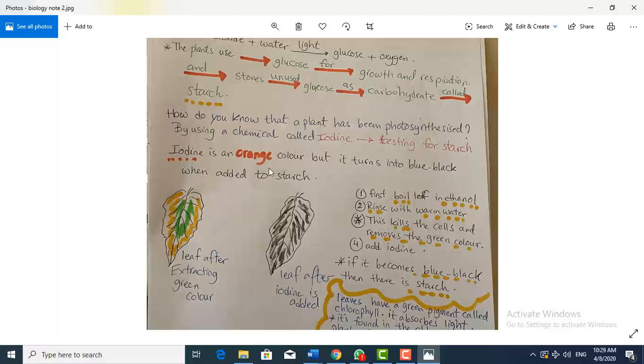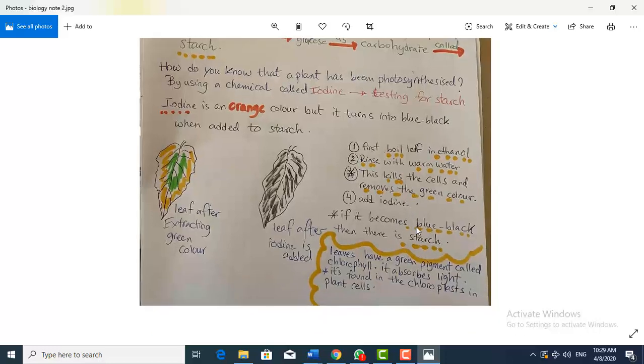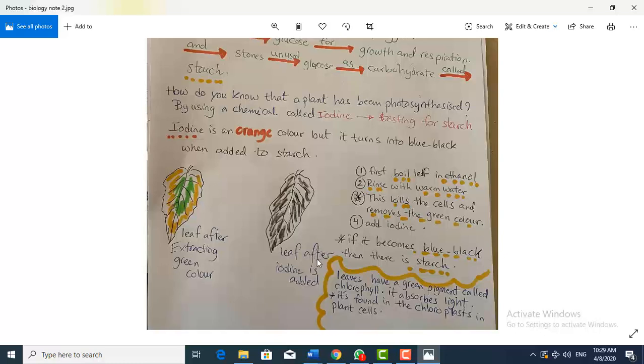But before I add it, there are some steps we have to go through as an experiment. The first point here, we boil the leaf in ethanol, in alcohol. And then we rinse it with warm water. What does this do? This kills the cells and removes the green color. So the whole purpose of boiling the leaf in ethanol and rinsing it with warm water is to remove the green pigment. Then we add iodine. When we add iodine, if it becomes blue-black, then that means there is starch. And if not, that means there is no starch.